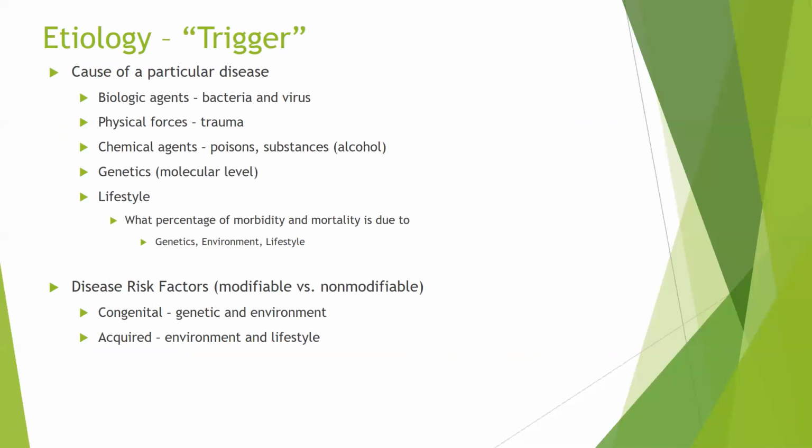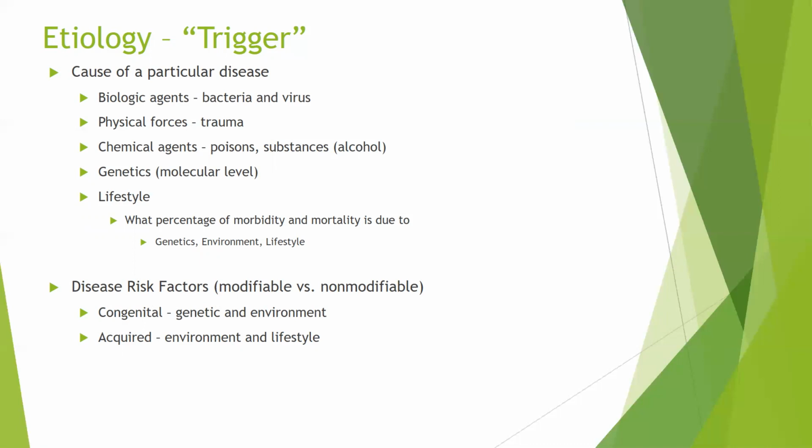So etiology is the cause of a particular disease or the trigger. Mostly when we talk about etiologies or triggers, we want to talk about modifiable and non-modifiable risk factors. A modifiable risk factor is something that we can change. A non-modifiable risk factor is something that we cannot change.